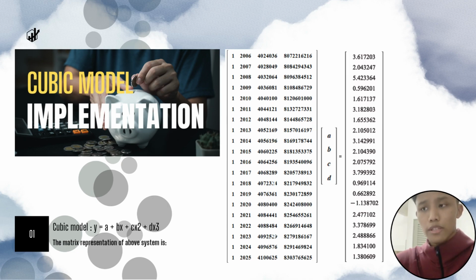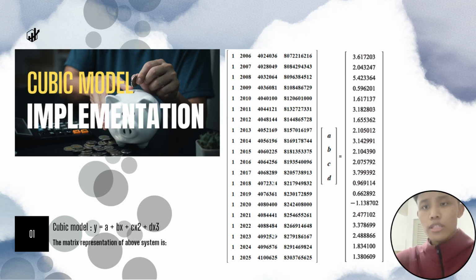The large matrix on the left is our design matrix, denoted as M. The first column represents our intercept, followed by the columns for our independent variables, x, x squared, and x cubed. On the far right is the vector y, which contains our actual historical observations.